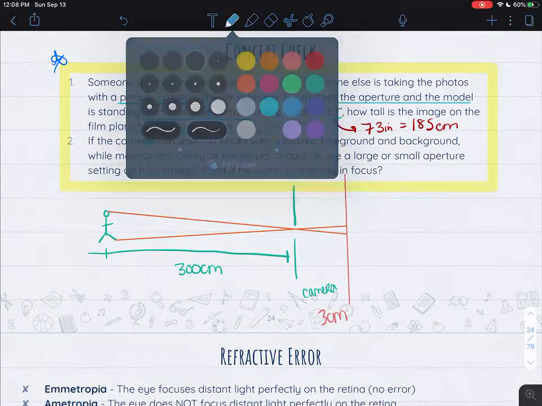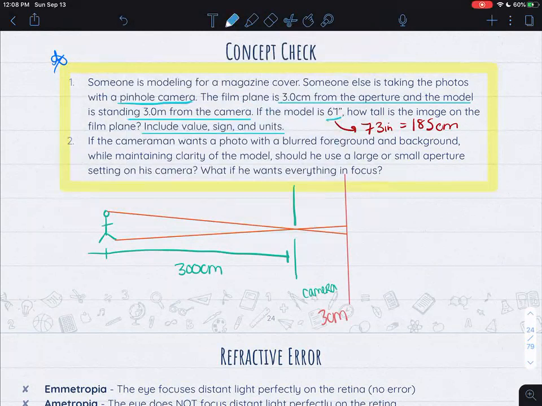So for this first one, we know the height of our person, which we're going to compare to the height of our shadow, which we don't know. I'm sorry, our image, which is this height. We're going to compare it to this height. So that's one part of our triangle. And then we're going to use this distance and this distance as the other part of our proportion.